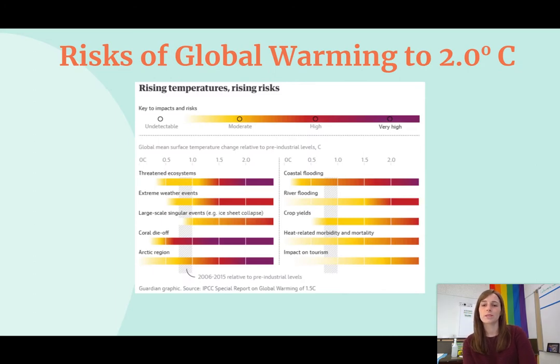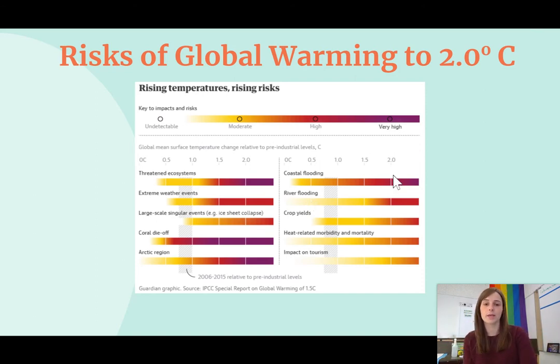Now, what are some risks that we see with global temperature warming 2 degrees Celsius, which might not feel like that much, but here's going to be all of the different impacts. We're going to have our ecosystems that are going to be threatened, the extreme weather events, large-scale singular events like ice sheets collapsing, coral die-off, the Arctic region melting, coastal flooding, river flooding, crop yields.